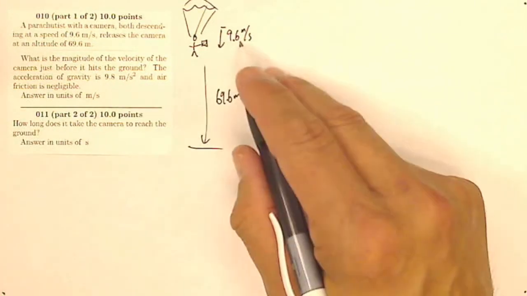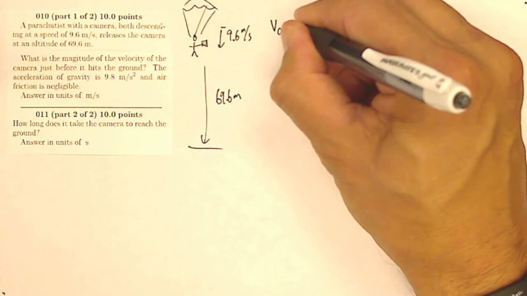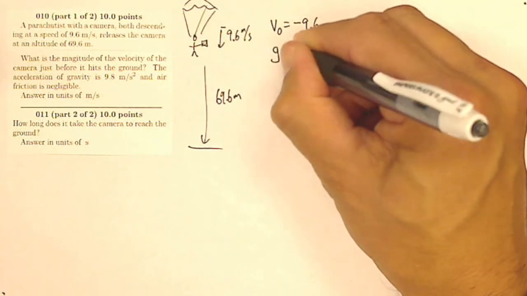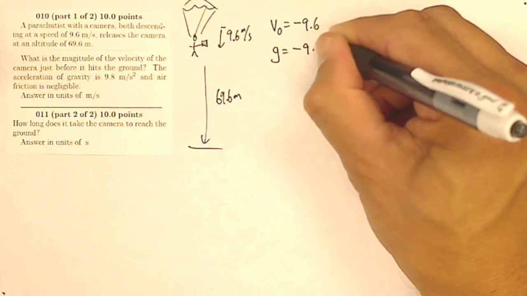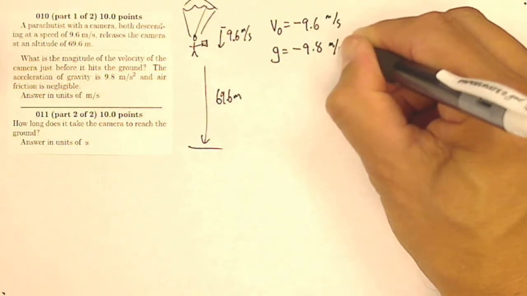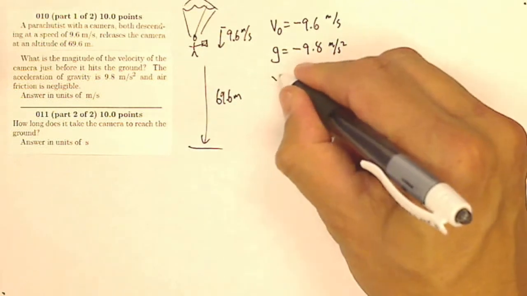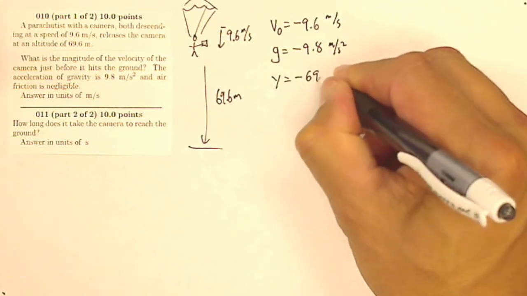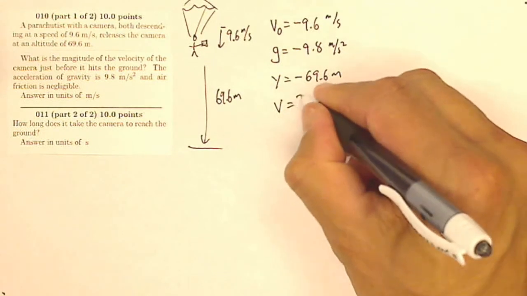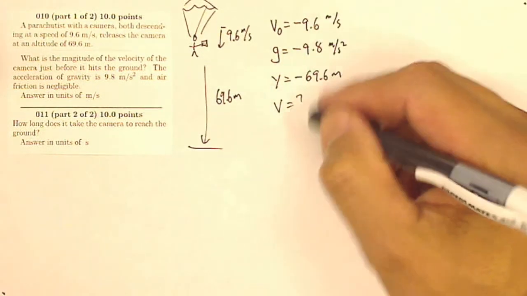So here I've got an initial velocity of the camera of negative 9.6 meters per second. I've got an acceleration of g, negative 9.8 meters per second squared. And I've got a displacement of negative 69.6 meters by the time it hits the ground. And I'm looking for my final velocity, so I need an equation without time.